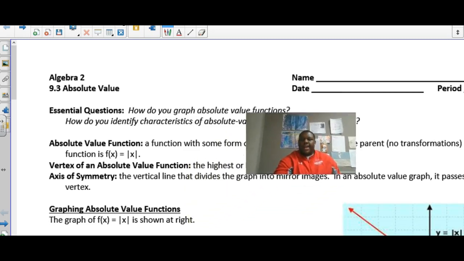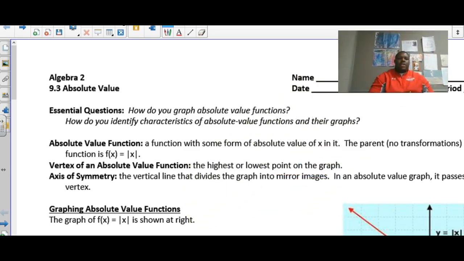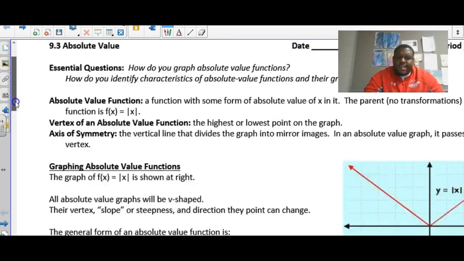All right, we're back, guys. This is the 9-3 video on absolute value. A couple of essential questions here: how do we graph an absolute value function? A couple of key terms are absolute value functions, the vertex of an absolute value function, and the axis of symmetry. So let's dig right in.